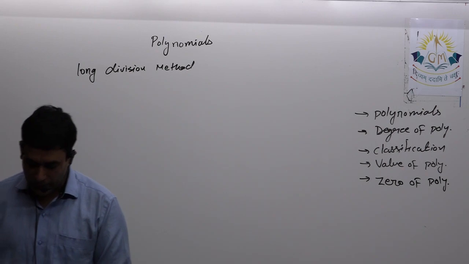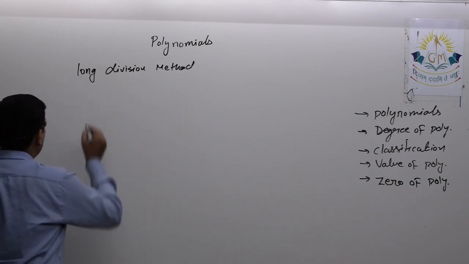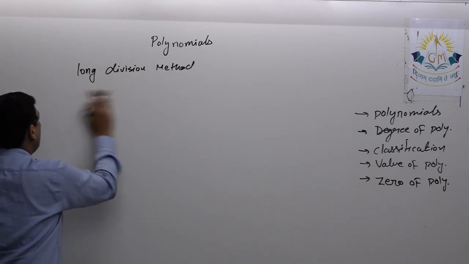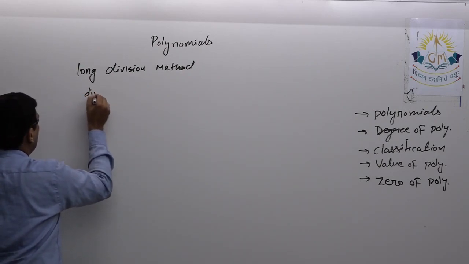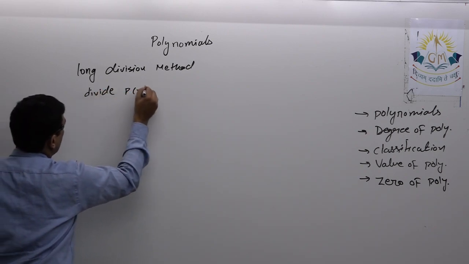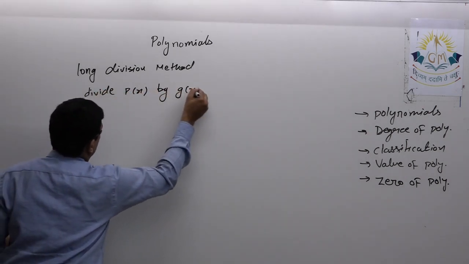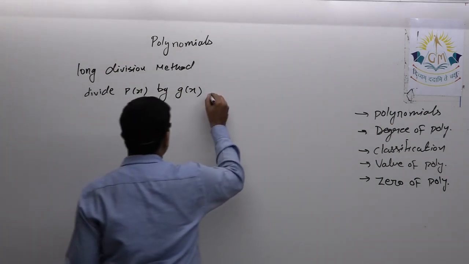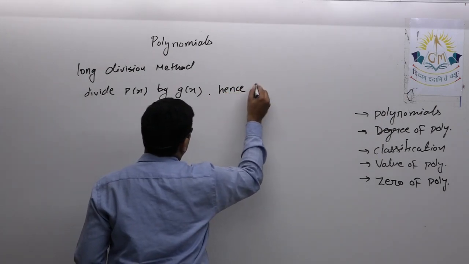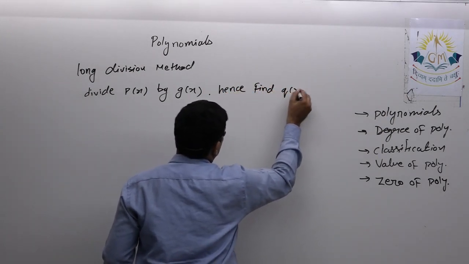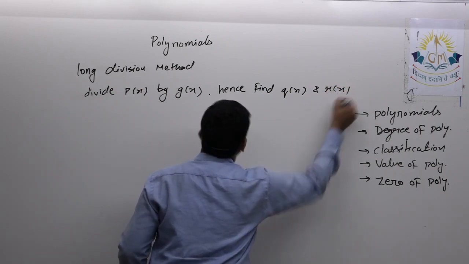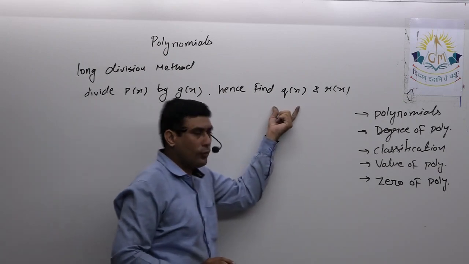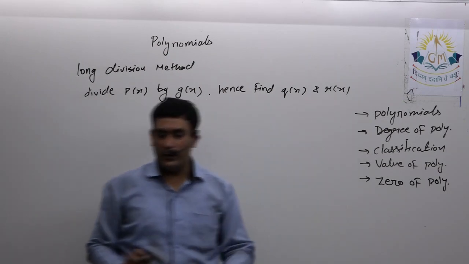Okay, in that, two things you have to understand. First of all, suppose we have to divide p(x) by g(x). I am giving you a question directly. Divide p(x) by g(x), hence find q(x) and r(x). So we have to divide p(x) by g(x). q(x) is the quotient polynomial, r(x) is the remainder polynomial.